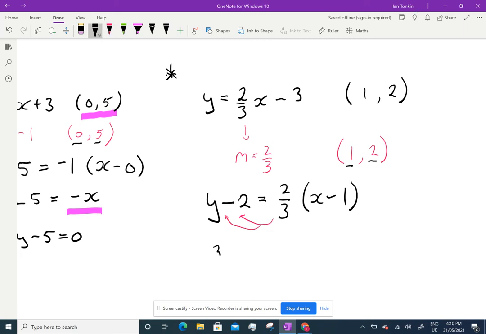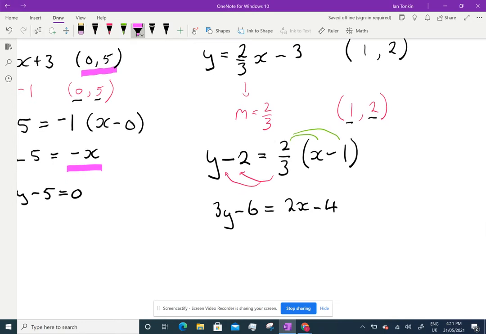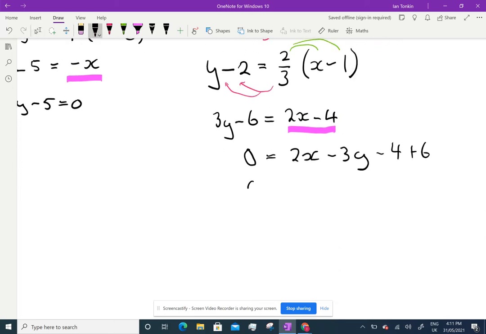So you get 3y minus 6. And on this side, multiply the 2 by these things. So you get 2x minus 4. And again, this time, this is positive, so we need to bring all the other things over. So I get 0 is 2x, and I'm going to minus that 3y. I've already got minus 4, and I'm going to add 6. 0 equals 2x minus 3y plus 2. I'm going to do one more like that.